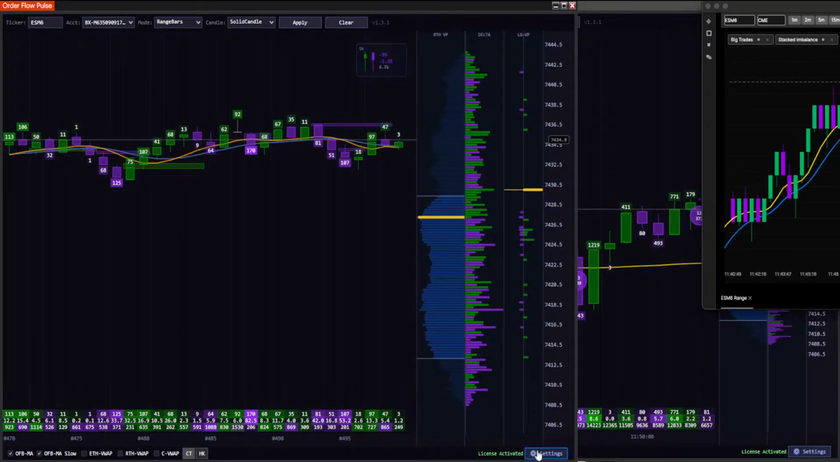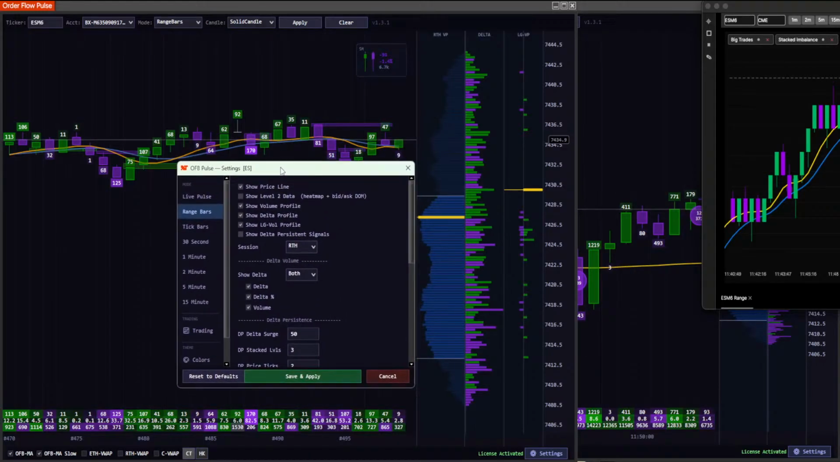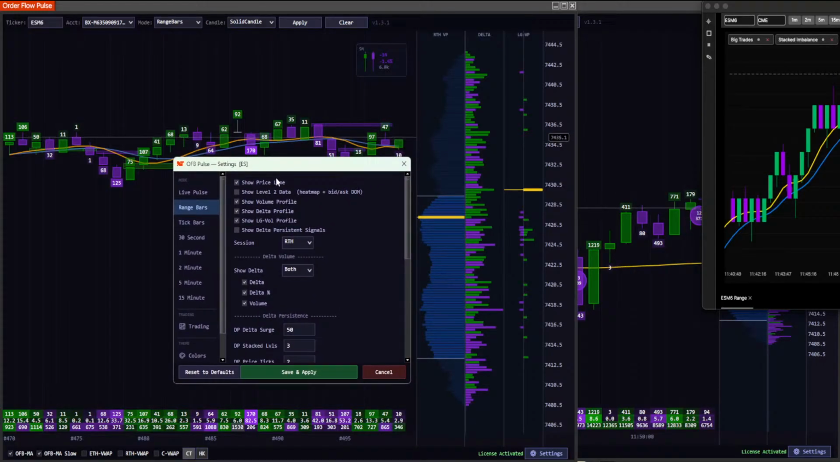Here's my settings. Show price line, I have that checked. Show level 2 data, bid and ask. The heat map I disabled. I was having problems with it.